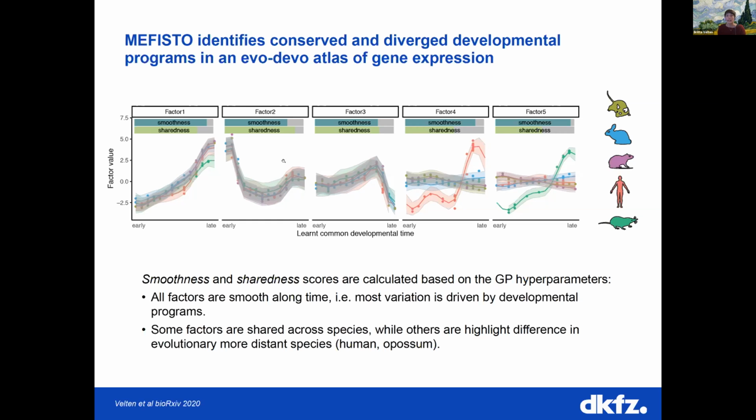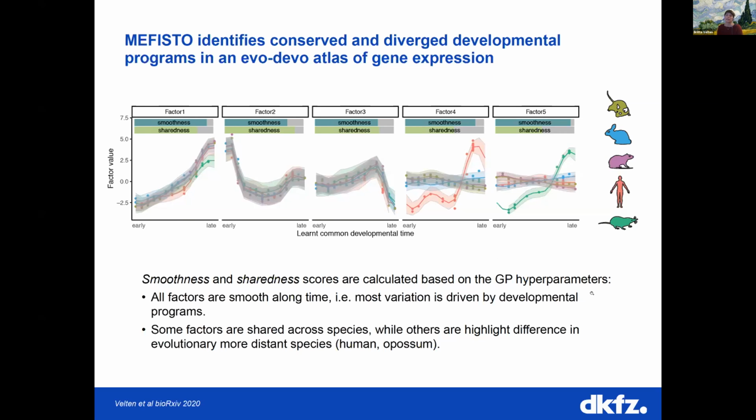And the sharedness score, however, varies between the different factors. So we have 3 which have a high sharedness score, so have a very strong group-group correlation, which are capturing conserved developmental programs, while we also have 2 factors that have a lower sharedness score, where we have distinct patterns for humans and opossum, which makes sense because these species are much more evolutionary distant from the other 3 species. And now we can, of course, start looking into the weights of each of these factors and into the molecular mechanisms, which I don't have time to go into here.